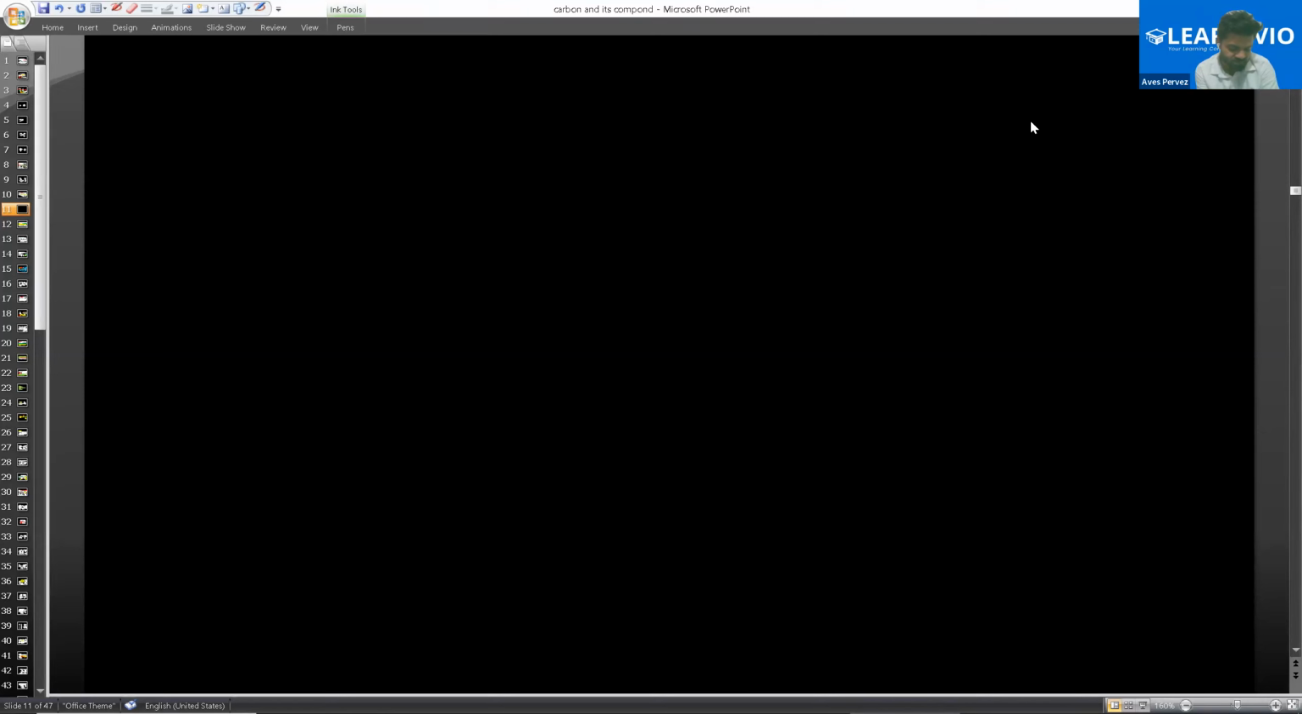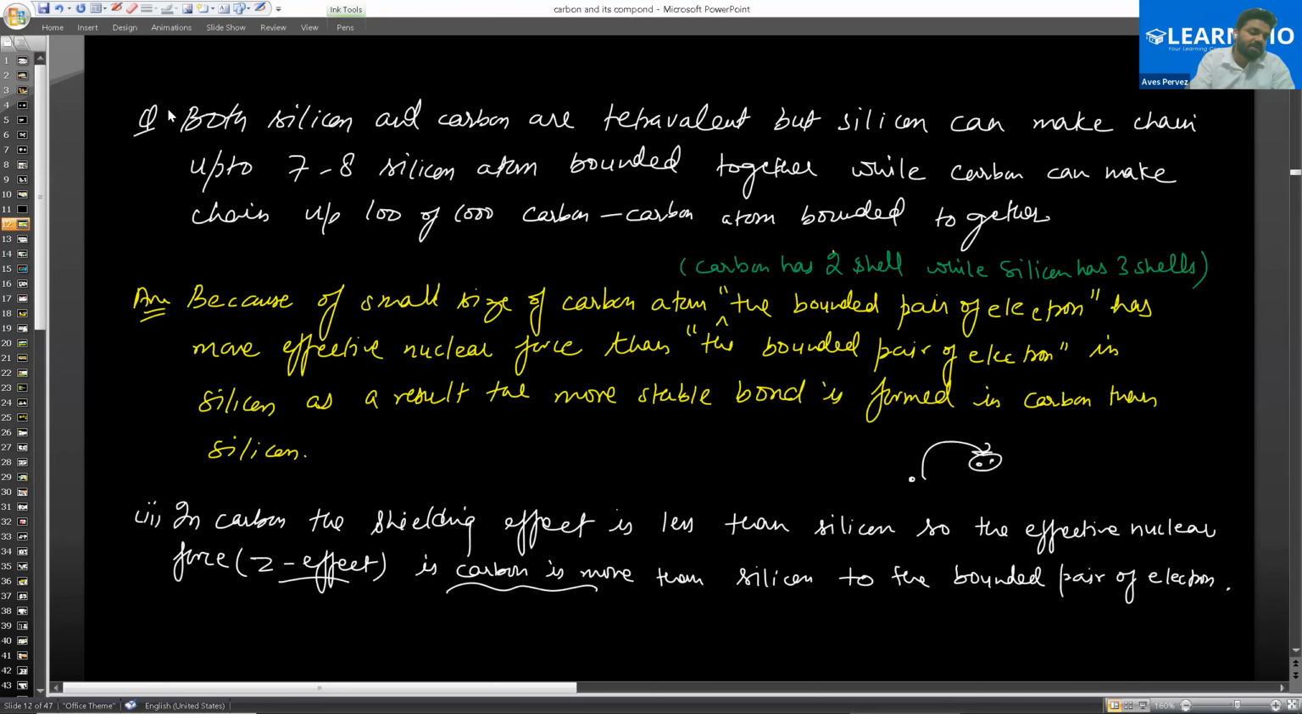Yes, Sumaya. Catenation is a self-linking property of an atom where they can create bonds with atoms of similar kinds. Okay, and why does carbon show this catenation property to the maximum extent? Because of the small size, tetravalency and covalent bond. Okay, memorize it properly.